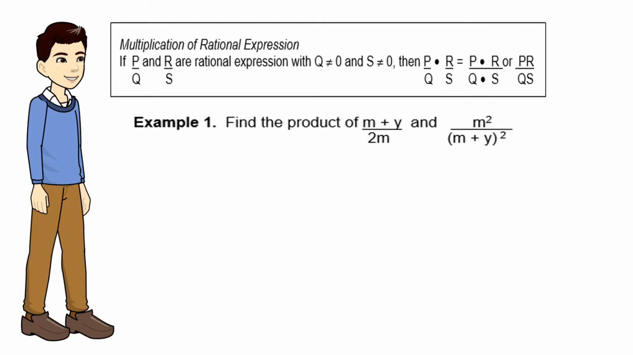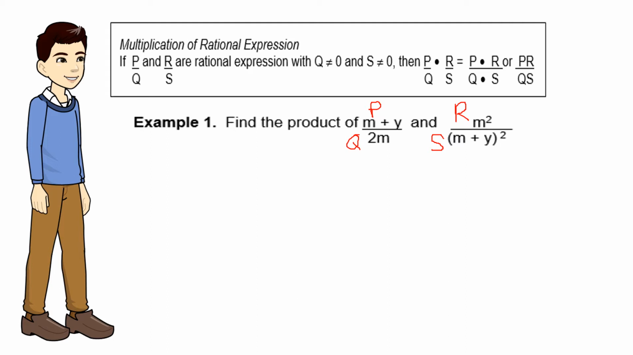So let's have our example number 1. Find the product of m plus y over 2m and m squared over the quantity m plus y squared. So, pwede naman natin i-assign muna yung ating P, Q, then R, and this would be our S. So, this would be based on the multiplication of rational expressions represented by PQRS.